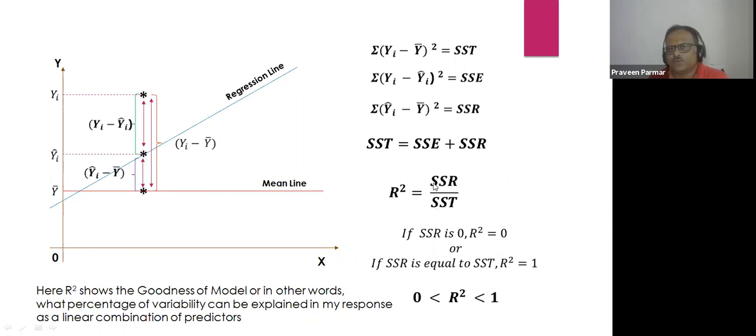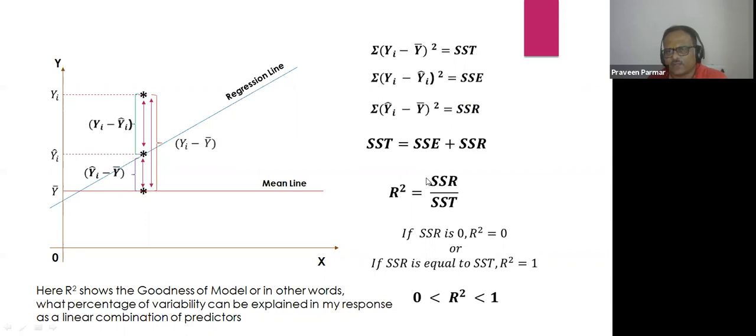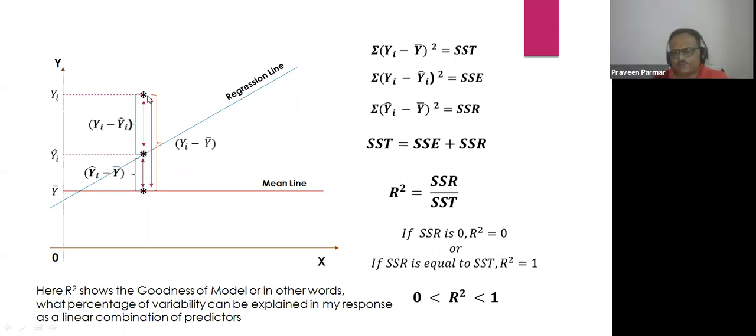So suppose our SSR is 0. SSR is 0 means the mean line is here itself. So then SST is equal to SSE or not? SST and SSE both will be equal, right? Yes. If you write SSR as 0 and SST as SST, it will be 0 or not? 0 by something is 0. So R square is 0. It means SST is equal to SSE here.